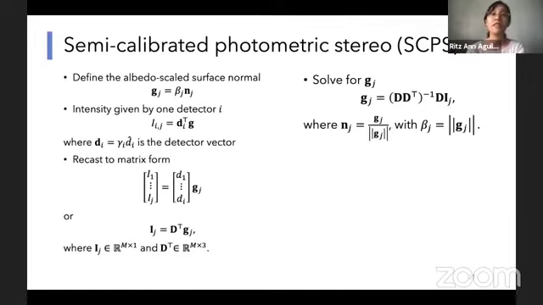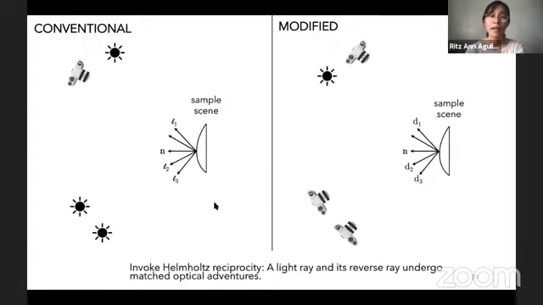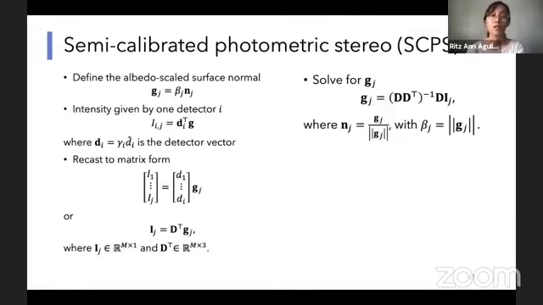For the mathematical formulation, first you want to define the albedo scaled surface normal. Let me just go back here. The surface normal vector is this one, for example, for this particular point on the surface, and you want to record this for all the points on the sample scene or on your target scene. The normal vectors will give you later on the 3D shape of the object.